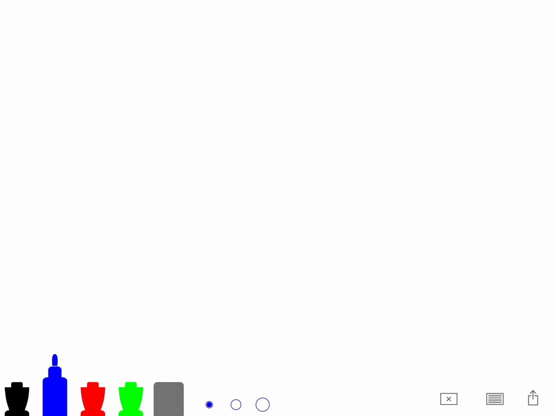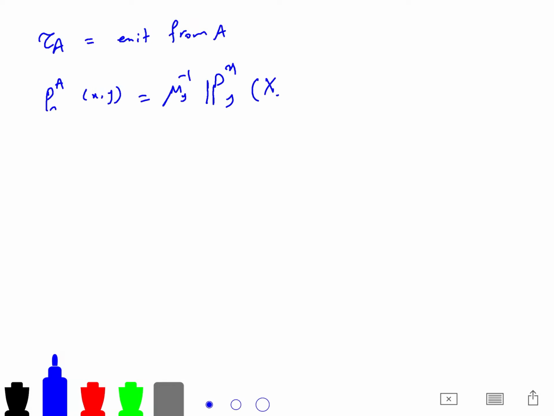Talking about the killed process. So tau A is the time of first exit from A. Then P_n^A(x,y) is the same thing, except we restrict to X_n equal to y, and to when n is still less than the exit time from A. This is called the heat kernel.